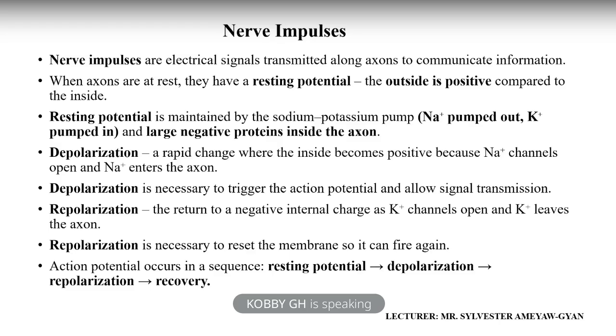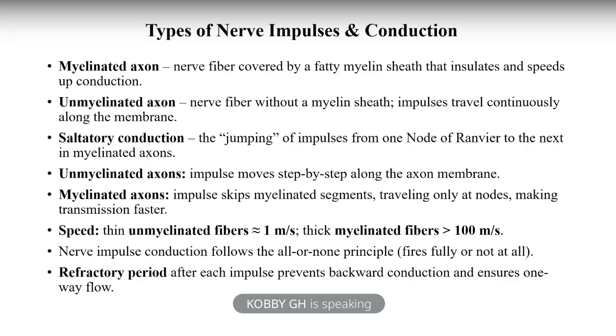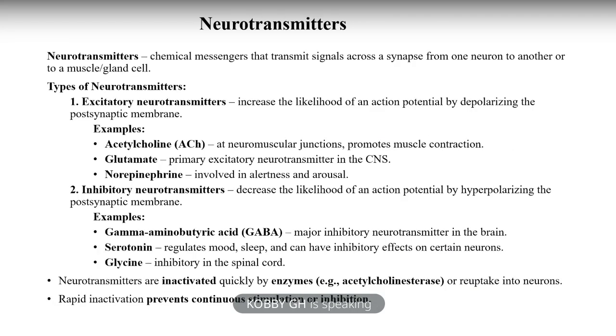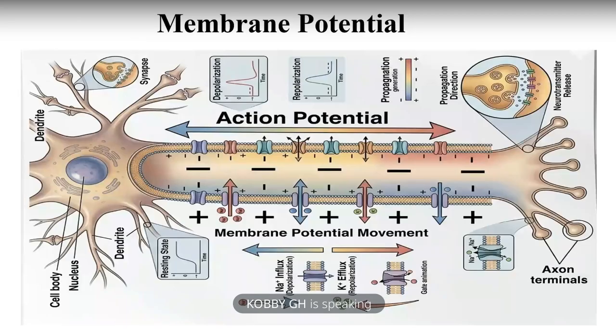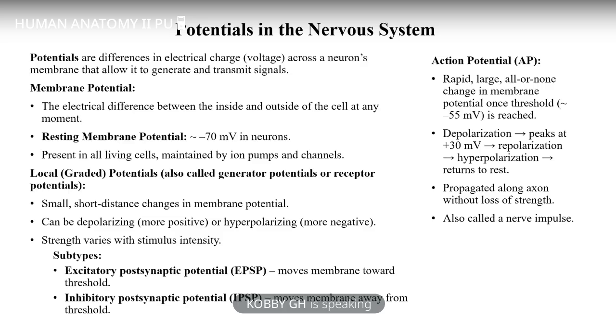Okay, great. Now let's look at impulse transmission. Impulse transmission goes through certain processes. But before we look at impulse transmission, let's first of all look at what we call potentials in the nervous system. Potentials in the nervous system. When we say potentials in the nervous system, it's also a very interesting subject for you to understand, for you to understand nerve impulse transmission.